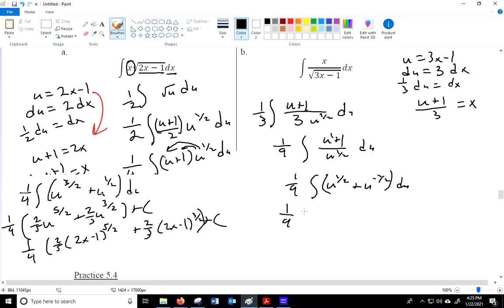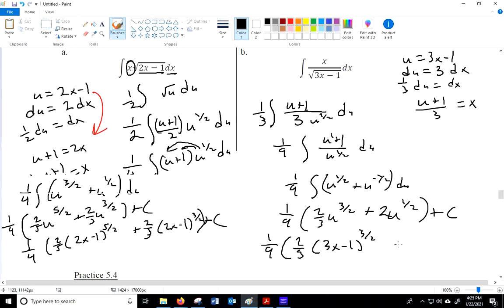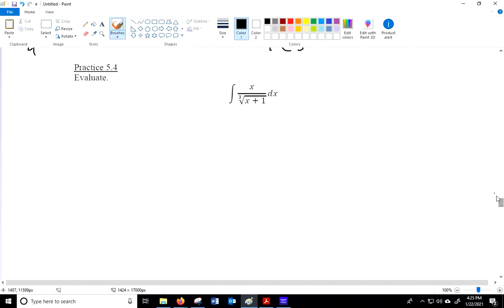We'll integrate: u to the 3/2 times 2/3 plus u to the 1/2 times 2 plus c. So 1/9 times 2/3 times (3x minus 1) to the 3/2 plus 2 times (3x minus 1) to the 1/2 plus c. All right, you try this one.